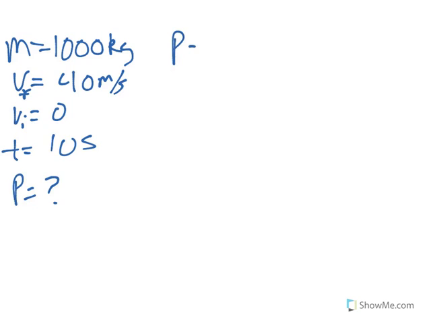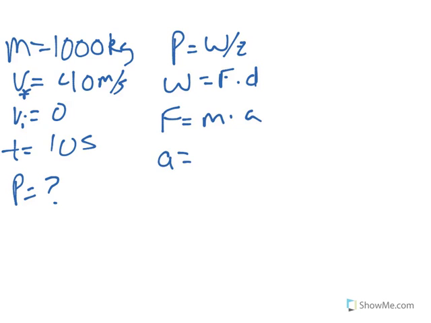Well, power is equal to work divided by time. Work is equal to force times distance. We have neither. Well, we'll have to figure out distance. So force is equal to mass times acceleration. We don't have acceleration. Acceleration is equal to Vf minus Vi over t. Well, we do have that, so we can do that real quick.